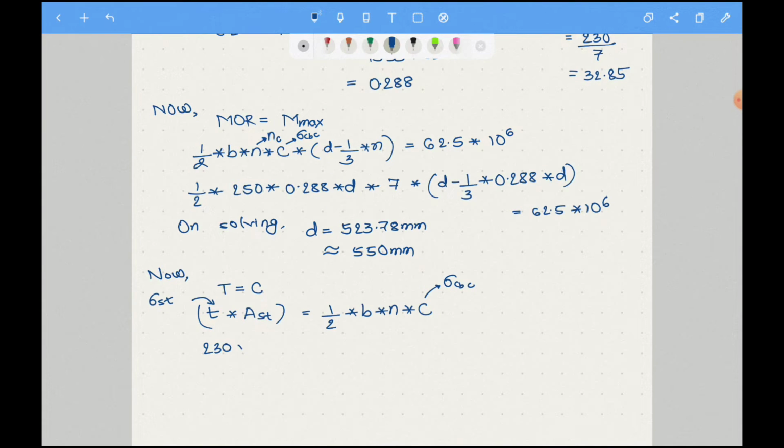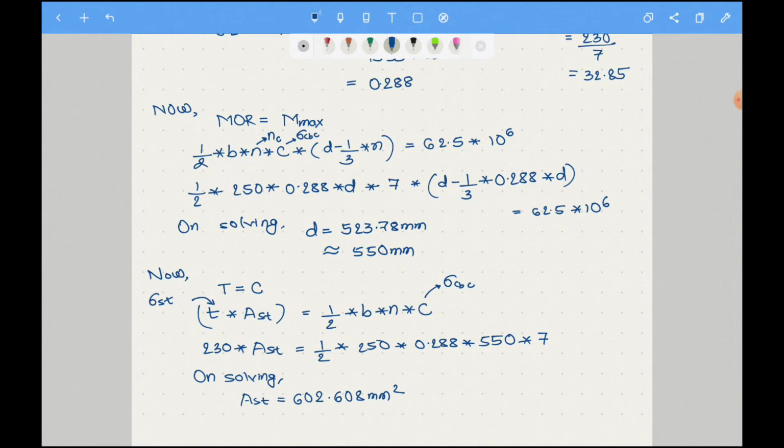So that should be equals to 230 times AST, that should be equals to half of 250 times 0.288 into 550 that we have found earlier, times 7, and on solving this, the value of AST should be equals to 602.608 mm square.